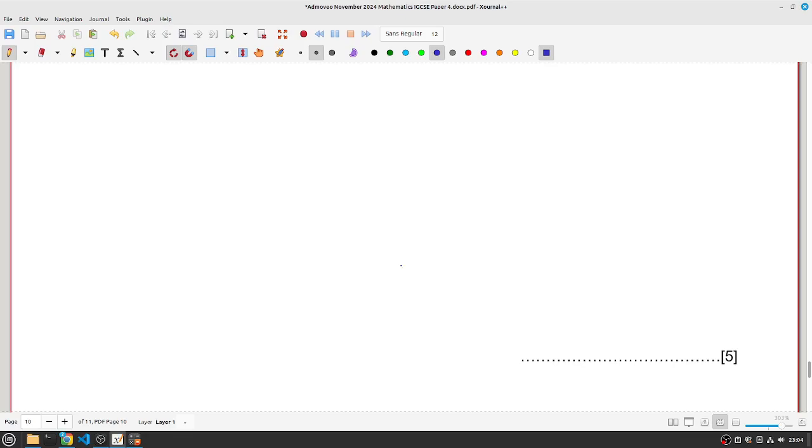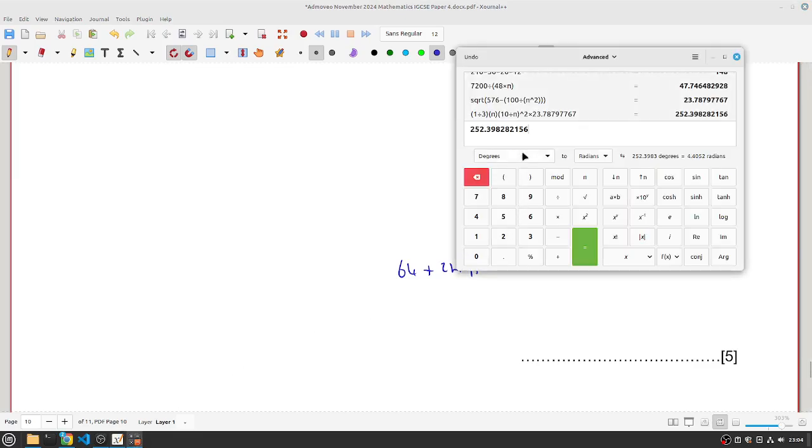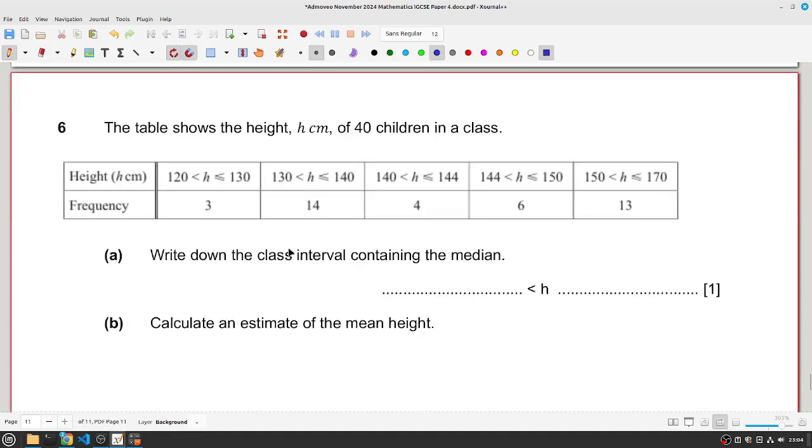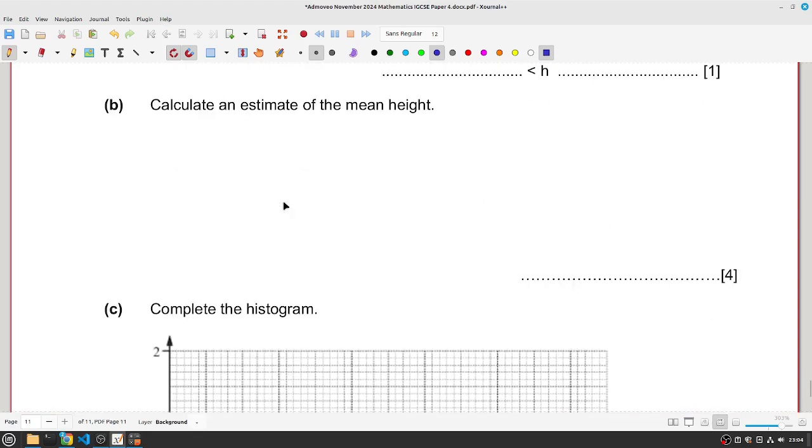We just write it down here again, 64 plus 24 pi. And then let's put it in the calculator to round it off. So 64 plus 24 pi. 139. That's 139 centimeters squared. Remember your units. Okay, last question, question 6.